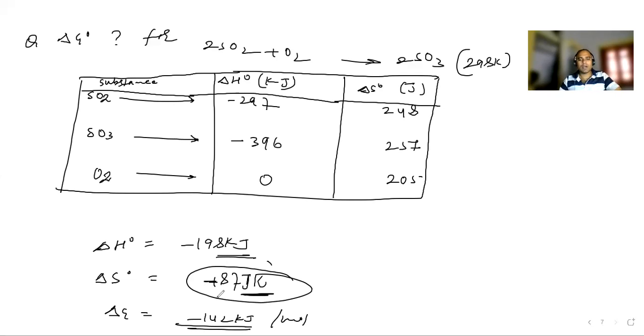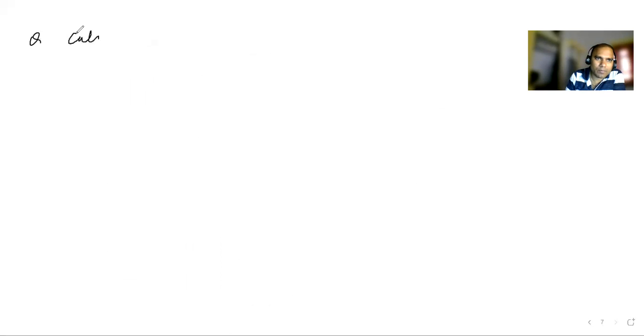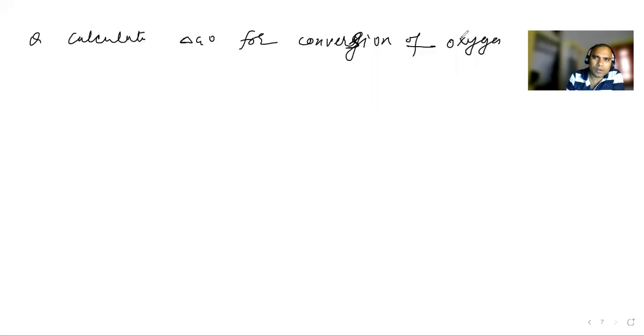Okay, I'm writing the question and changing the formula also. So what are they talking about in the question? They are saying calculate delta G naught for conversion of oxygen to ozone from the following equation.